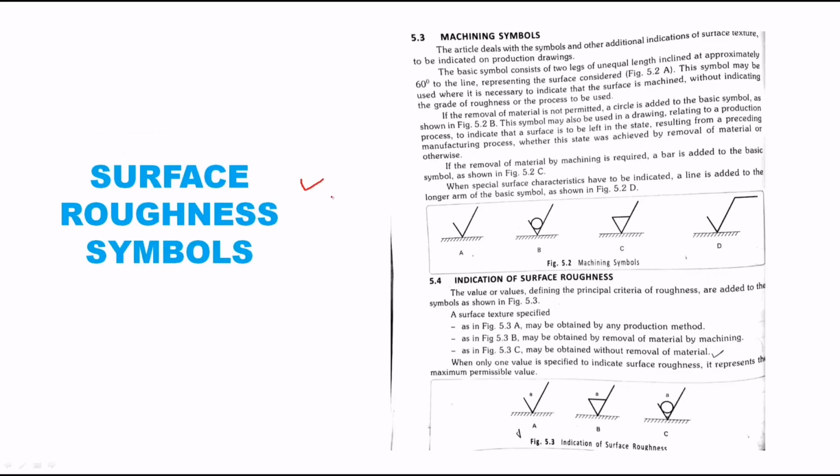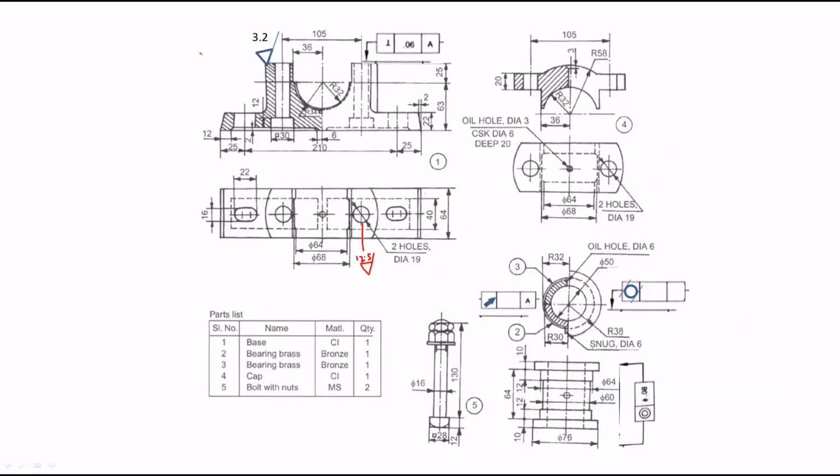Next is surface roughness symbols. These are the surface roughness symbols, very important. This third one is very important. Wherever machining is required, if removal of material by machining is required, there we use this symbol, and we indicate the surface roughness numbers on the figure above. Look at this. Here this is a symbol of machining, with the number 3.2. Here it is the symbol of machining and 12.5 is there. So what is 12.5, what is 3.2?